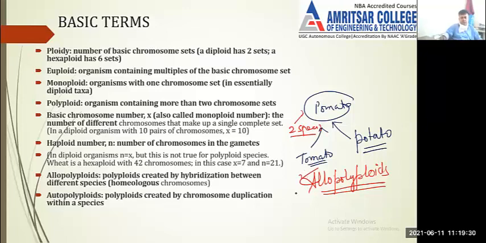But if tomato chromosome is doubled, right? Tomato chromosome is doubled, it becomes 4x. This becomes x, and now you are doubling. Now this x becomes 4x. This is called as autopolyploids.